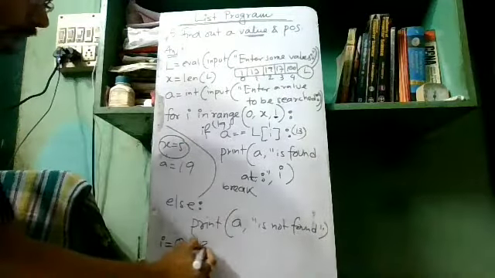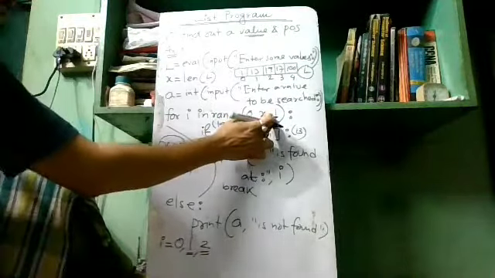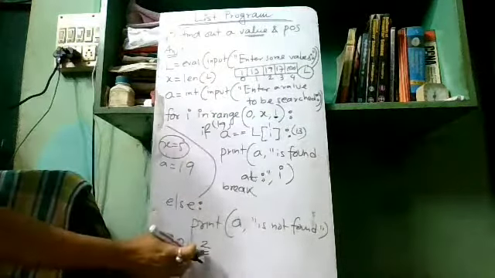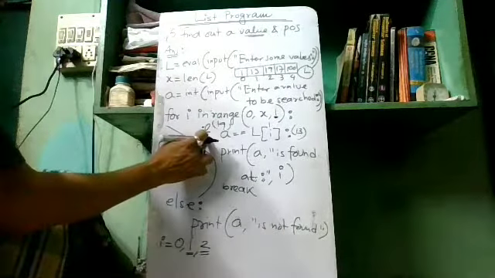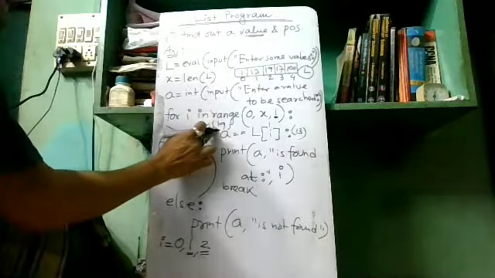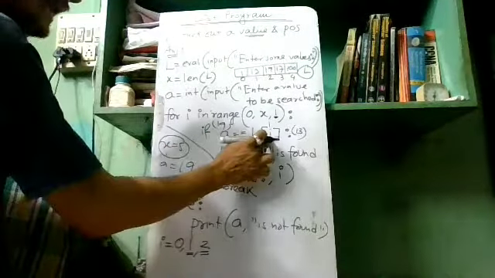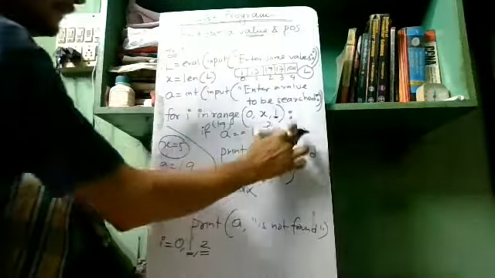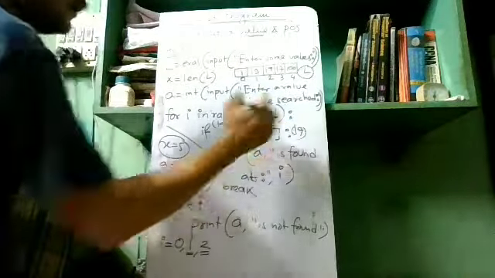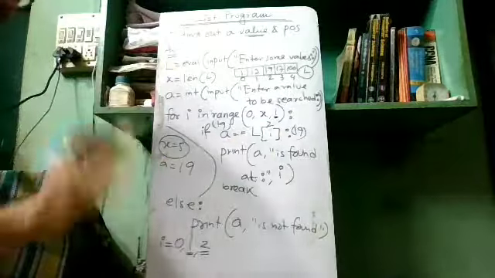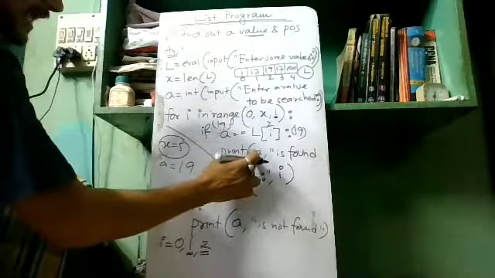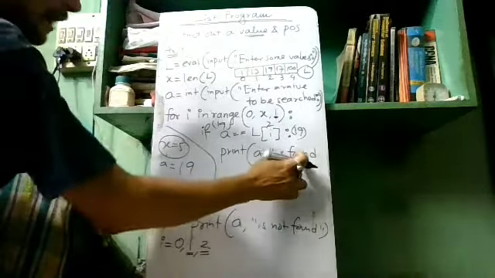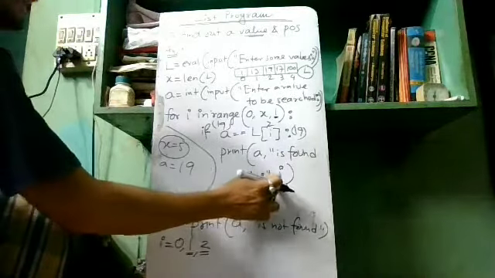We will come into 2. I will be incremented by 1 and then I will be 2. Again we come into if. A means 19 equal to L[i]. I means 2. What is the value of L2? 19. So 19 equal to 19? Yes. So it will be printed: A means 19 is found at then I.